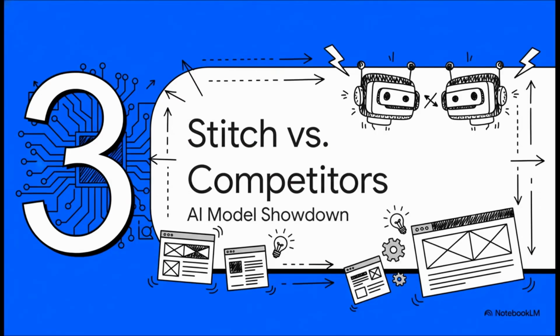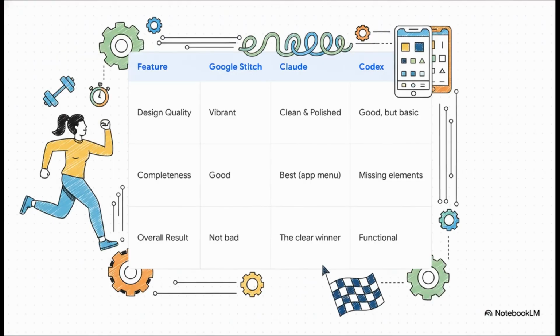So with all that in mind, how does Stitch actually stack up against the competition? It's time for a little head-to-head AI showdown to see where it stands. The test was simple. Ask 3 different AIs to design a fitness app, and the results here really paint a picture of the current landscape. Stitch came up with something pretty vibrant and decent. Codex gave a functional but kind of basic design. But then there's Claude, another big AI model, and wow! Its design was clean, polished, and it was actually more complete. It even included a proper app menu.